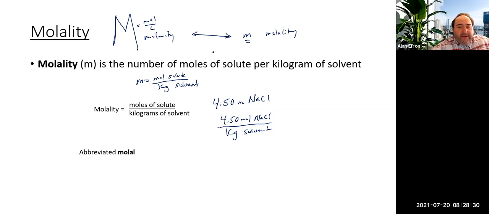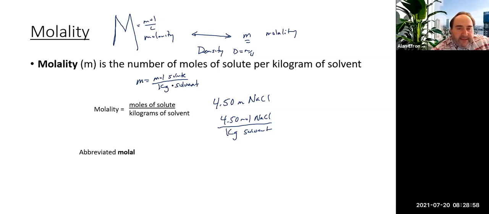And in case you're curious, the thing that ties these two together is the density. The density is what you need to go from one to the other. You need the density of the solvent or the solution to allow you to convert from one to the other. That's the thing that bridges both of those.